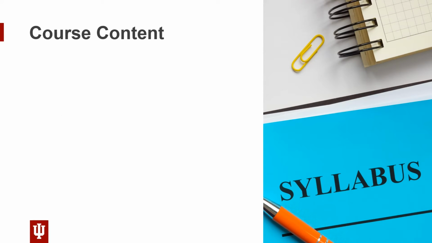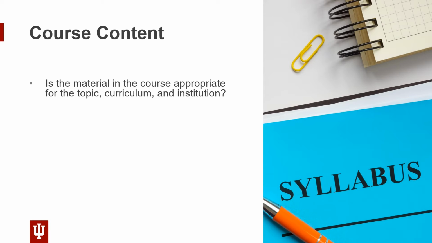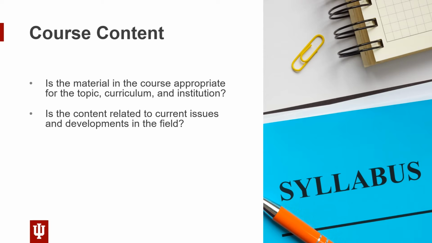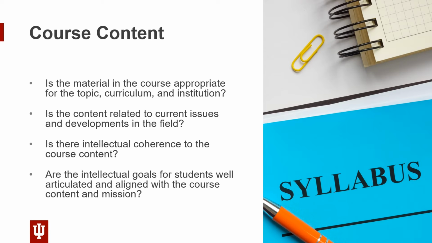In addition to classroom evaluations, faculty also assess each other's course content. When assessing the syllabus, they look at the following criteria. Is the material appropriate for the topic, curriculum, and institution? Is the content related to current issues and developments in the field? Is there intellectual coherence to the course content? And are the intellectual goals for students well articulated and congruent with the course content and mission?